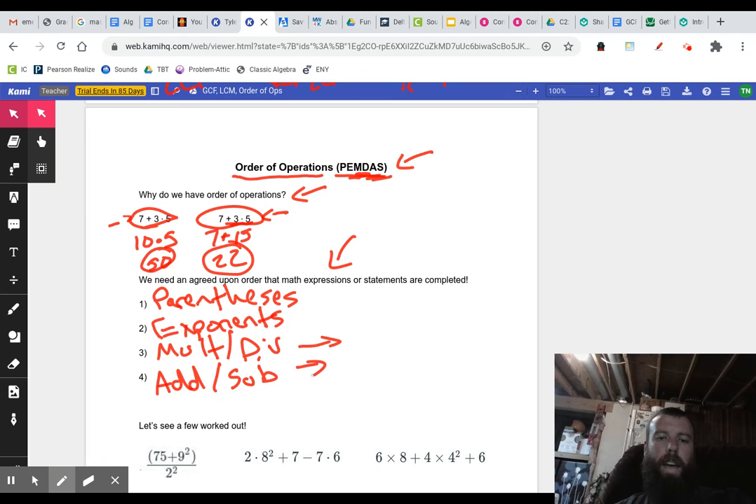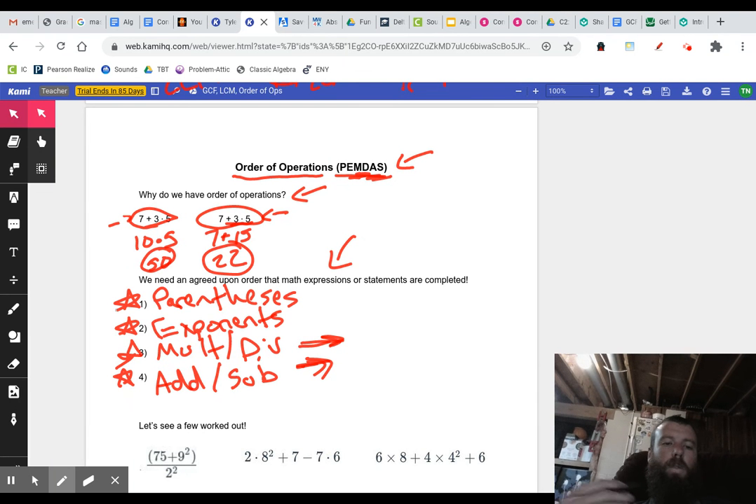The reason I have those arrows is, if you have both multiplication and division, do them from left to right. Same thing with addition and subtraction. If your problem has addition and subtraction, when you get to that step, do them from left to right, because they hold the same rank. They're both ranked 4, and these are both ranked 3. Only exponents is ranked 2, and only parentheses is ranked 1. So you would just do those if you come across them.